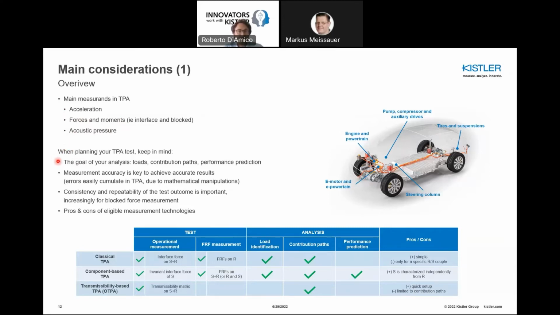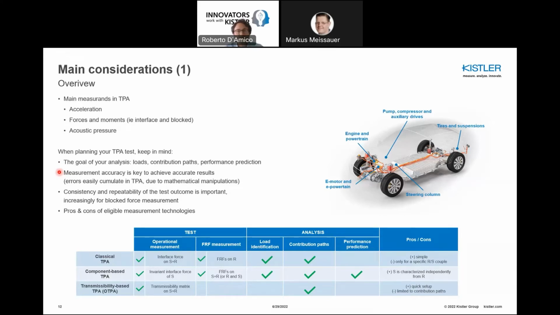So first of all, I would suggest that when you're planning the test, you keep in mind the goal of the analysis. This will drive the choice at methodological level, so what type of method you want to implement. Second point is that you always need to keep in mind that measurement accuracy is extremely important. In TPA, because of its mathematical formulation, errors might easily accumulate. So if you don't have accurate data in your hands, it might lead to poor prediction at the end, or poor information.